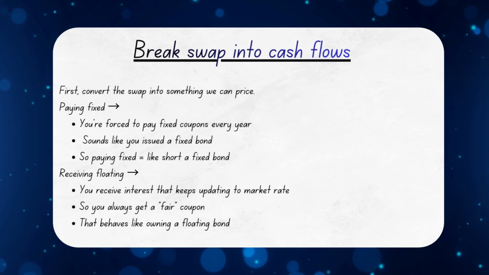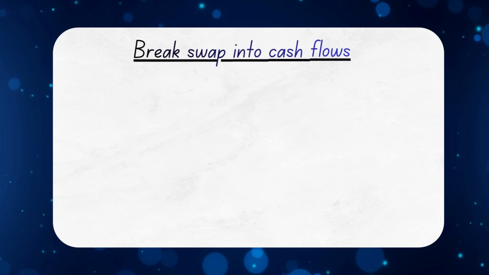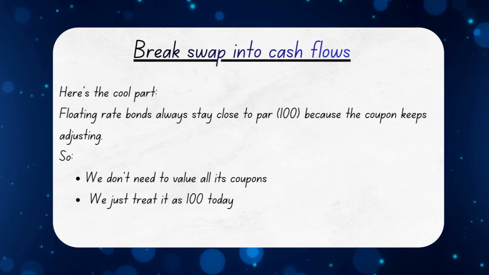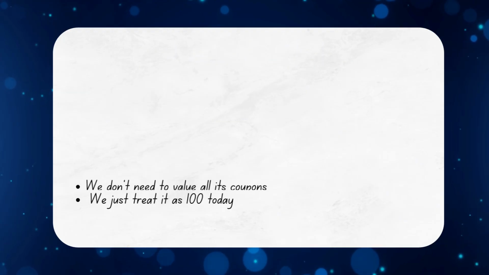Now look at the floating side. Here, the interest keeps resetting to market rates. Because the coupon adjusts constantly, floating bonds usually stay close to par, around 100. So instead of valuing every payment, we simply treat the floating leg as worth 100 today.